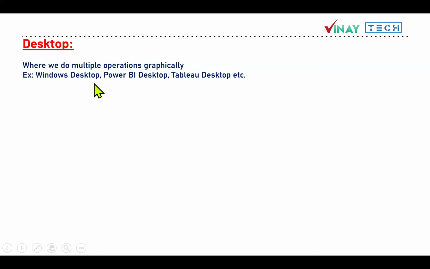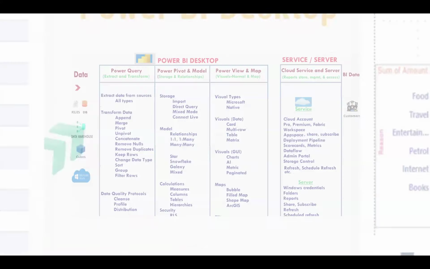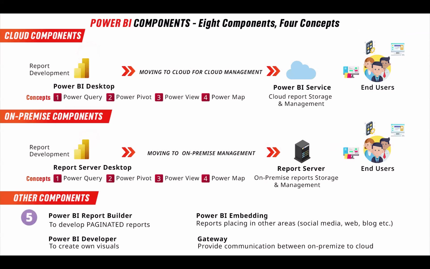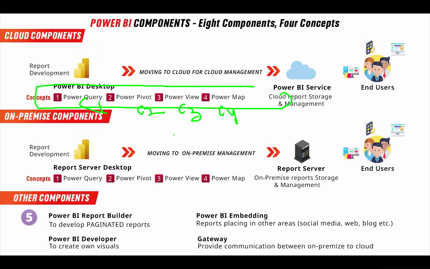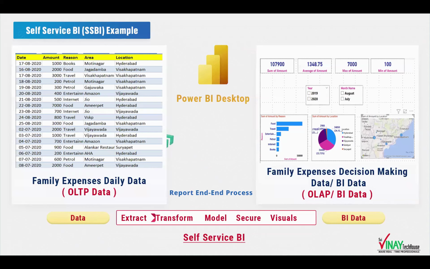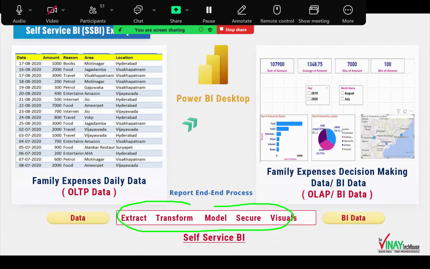Sorry, sir. You said the 8 components and 4 concepts. What are the 4 concepts, sir? Could you please explain? Power Query is the first concept. Power Pivot is the next concept. Power View, Power Map. These 4 concepts only I briefed. In this area, the 4 concepts come into the picture, which we will see in detailed discussion in the regular class. For the time being, the 4 concepts perform this process: our query, our pivot, our view, our map.